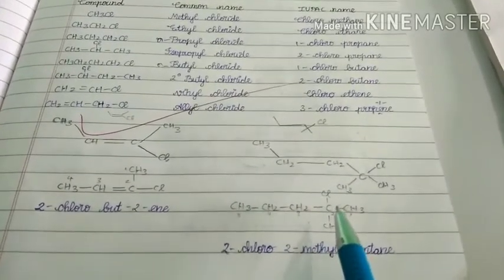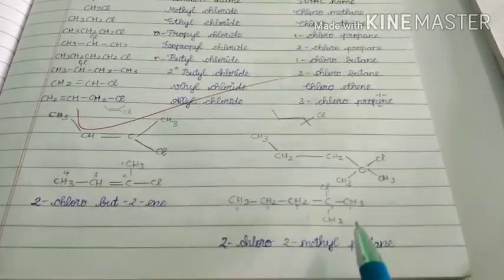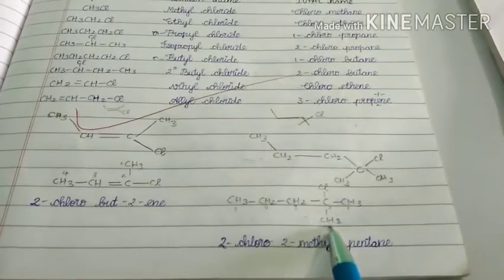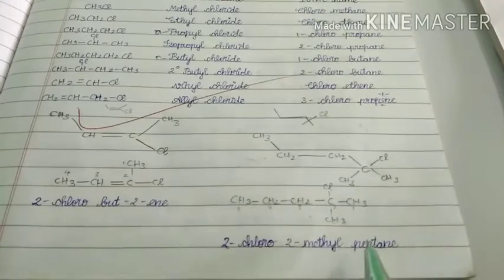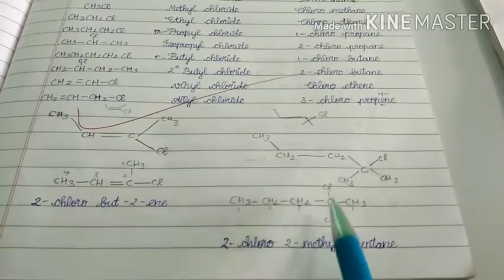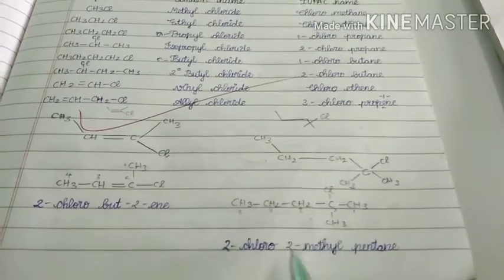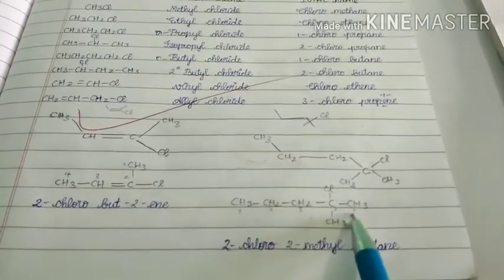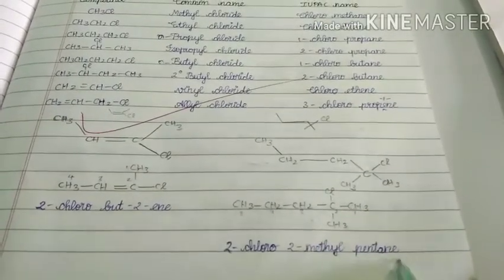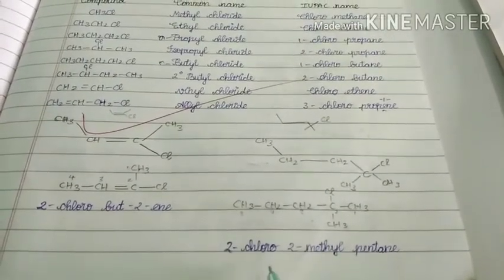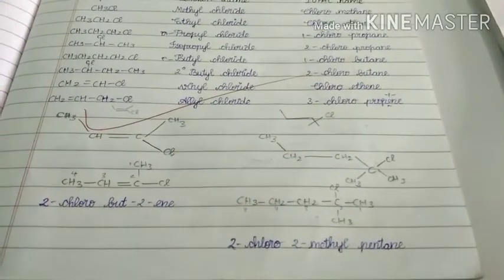Name for what? First, substituents. Here there are 2 substituents, chlorine and methyl, both are substituents. Different substituents are present, so we have to give names in alphabetical order. That means chloro, methyl, which comes first? Chloro comes first, so 2-chloro. This methyl is present on the second carbon, so 2-methyl. What is the root word? 1 2 3 4 5, 5 carbons are present. Pent. Single bonds are present. Ane. So this is the IUPAC name for this compound: 2-chloro-2-methylpentane.